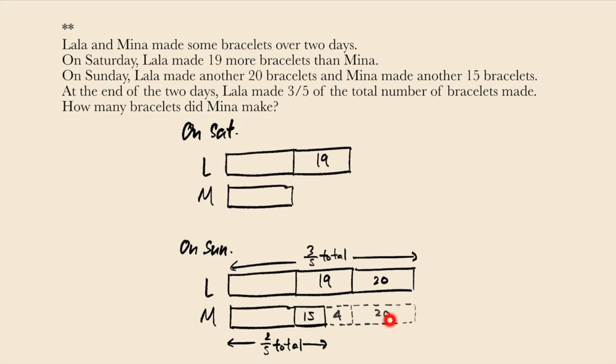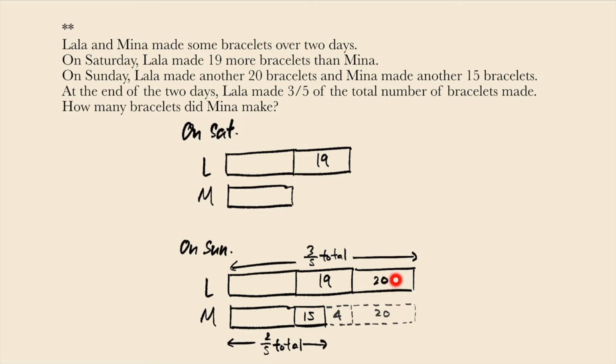At the end of 2 days, Lala made 3/5 of the total. Now, if Lala made 3/5, so can we say Lala made 3 units? Yeah, so 3/5 of the total, 3 units out of the total 5 units. Since we're only talking about 2 people, doesn't that mean if this is 3/5, Mina would have made 2/5? So 3 units, 2 units. Now if this is 3 units and this is 2 units, what does this tell you?